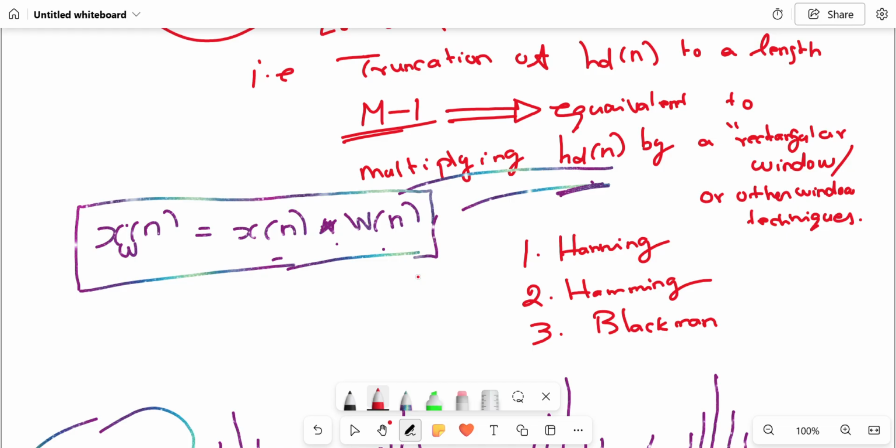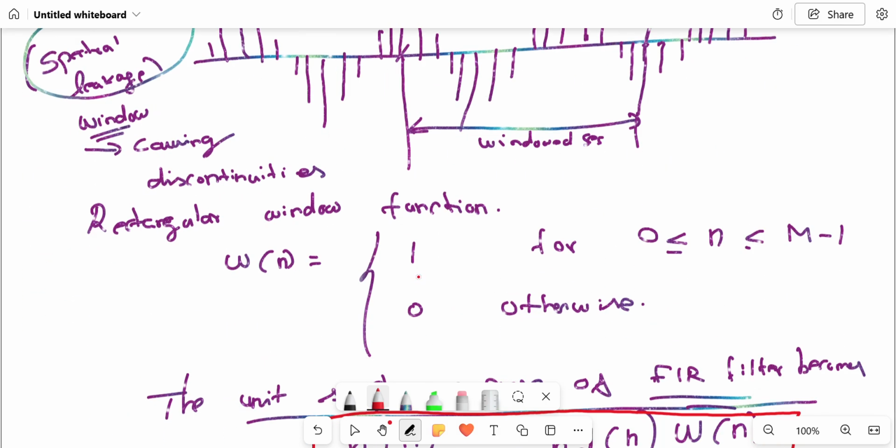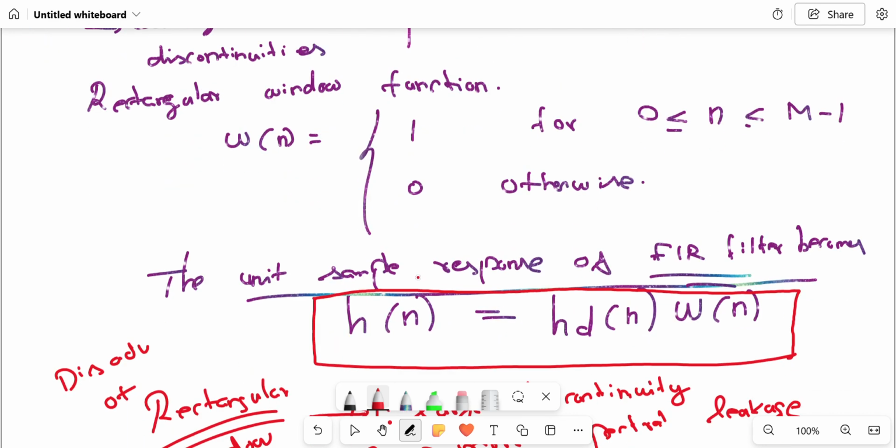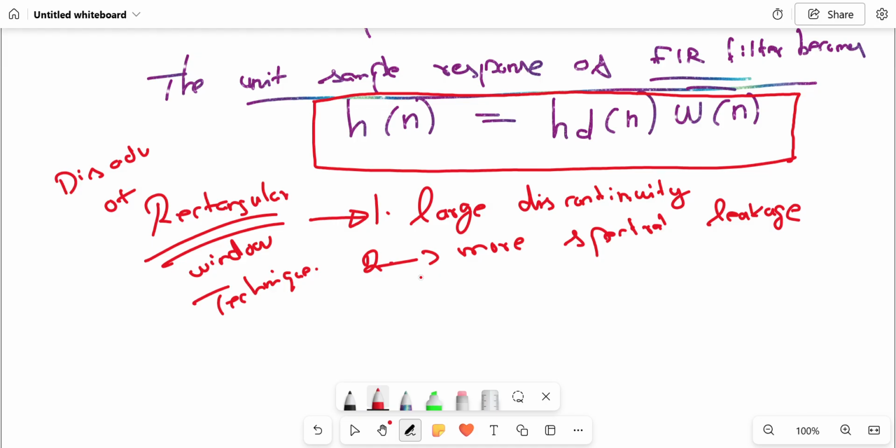So window means truncation. Because of this truncation, the spectral leakage will be more, and in the rectangular window function, the discontinuity will be more and there will be more spectral leakage. So the unit sample response of the FIR filter can be written as h of n is equal to HD of n into w of n. This is the third step actually.